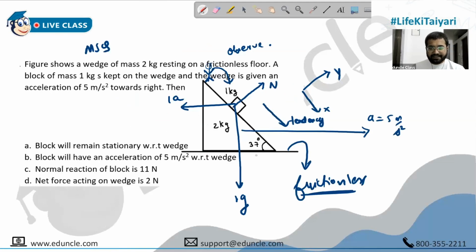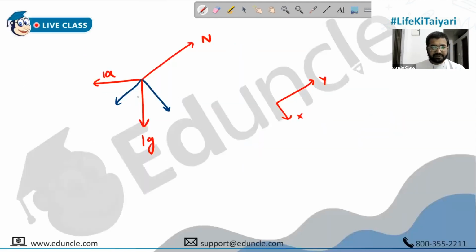Now listen, this is 37, so this will also be 37. We know this, the whole property we have done a number of times. If this is theta, this is also theta. So this is also 37. So this is 1g cos 37, and this is 1g sin 37.